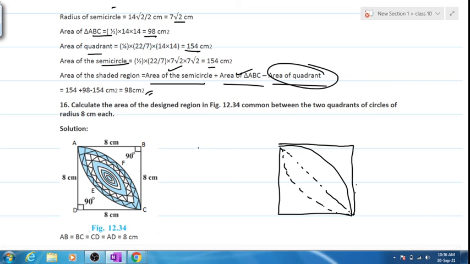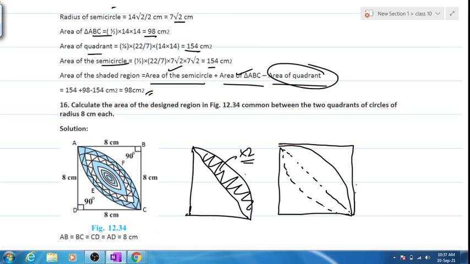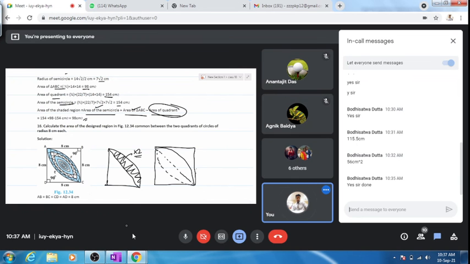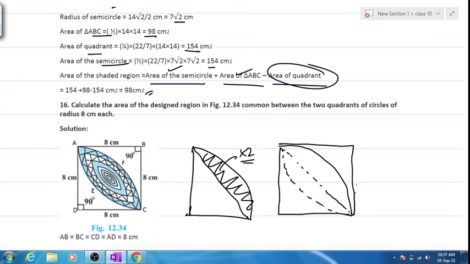So if we calculate this quadrant only, calculate the area for this portion and multiply it by 2, will I get the same answer? Yes or no? Please confirm. Boys, confirm. Yes, sir. If we calculate the area of the quadrant minus the area of the triangle, and then multiply the entire thing by 2, we will get the required answer. What will be the area of the quadrant? Can anyone tell me?